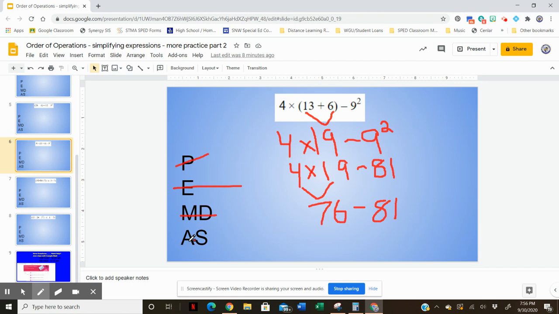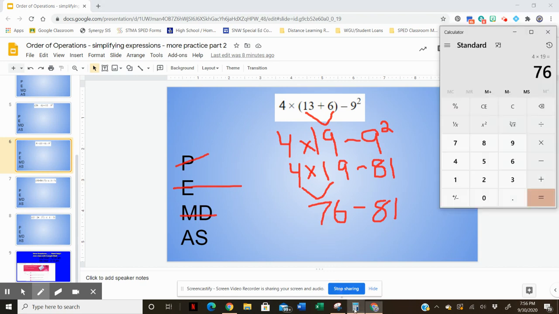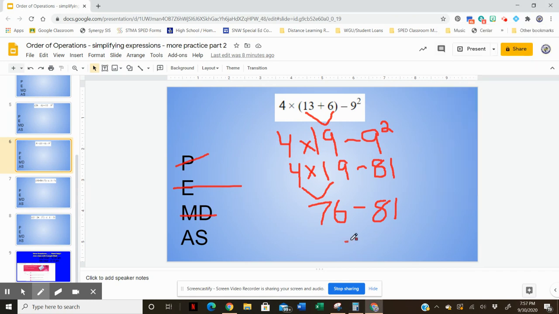What I have left though is addition and subtraction. I have 76 minus 81. So 76 minus 81 is a -5. Make sure you write that negative in there because if you leave that out and put the number 5, that's a very different number. So just a 5 would be wrong if you don't have the negative sign included.